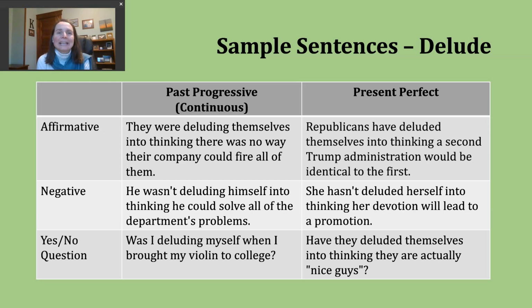Finally, let's look at making a yes or no question in the past progressive. To do this, you start with was or were, whatever form matches your subject. That subject comes next. Then we'll have the ing form of the verb. Here's a question. Was I deluding myself when I brought my violin to college?